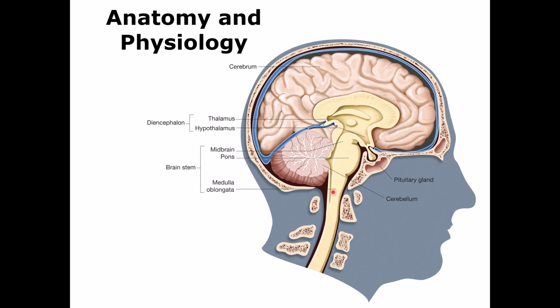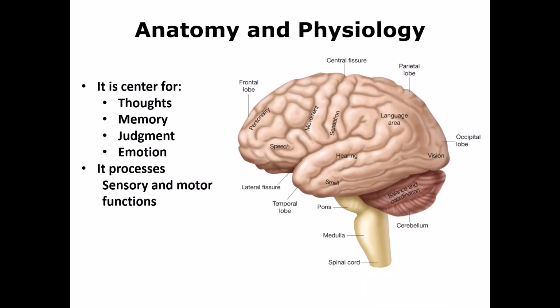The medulla oblongata, by the way, continues with the spinal cord. So this is the spinal cord. So these are the different functions. This slide talks about the different functions of the cerebrum.